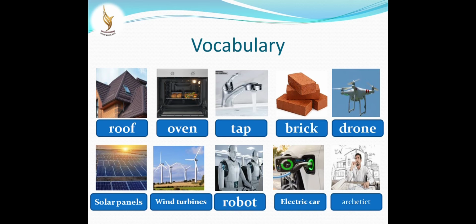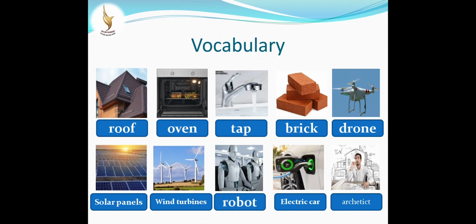Drone. Drone is a plane without a pilot. You can control it using a remote control. Solar panels and wind turbines both produce electricity, but solar panels depend on the sun, the energy of the sun, and wind turbines depend on the energy of the wind, the strength of the wind. Then the turbines can change it into electricity.